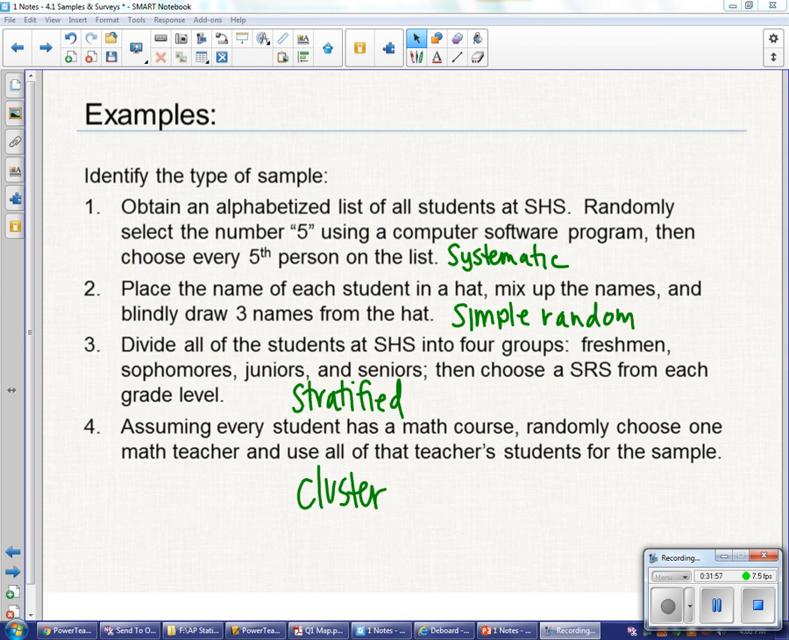In number 4, though, we're assuming every student has a math course. So that's what we call our strata. We've divided everybody by their math class. But this time I'm randomly choosing one math teacher and using all of the students in that teacher's classes. So that is what we call a cluster. So notice not every math course is represented.